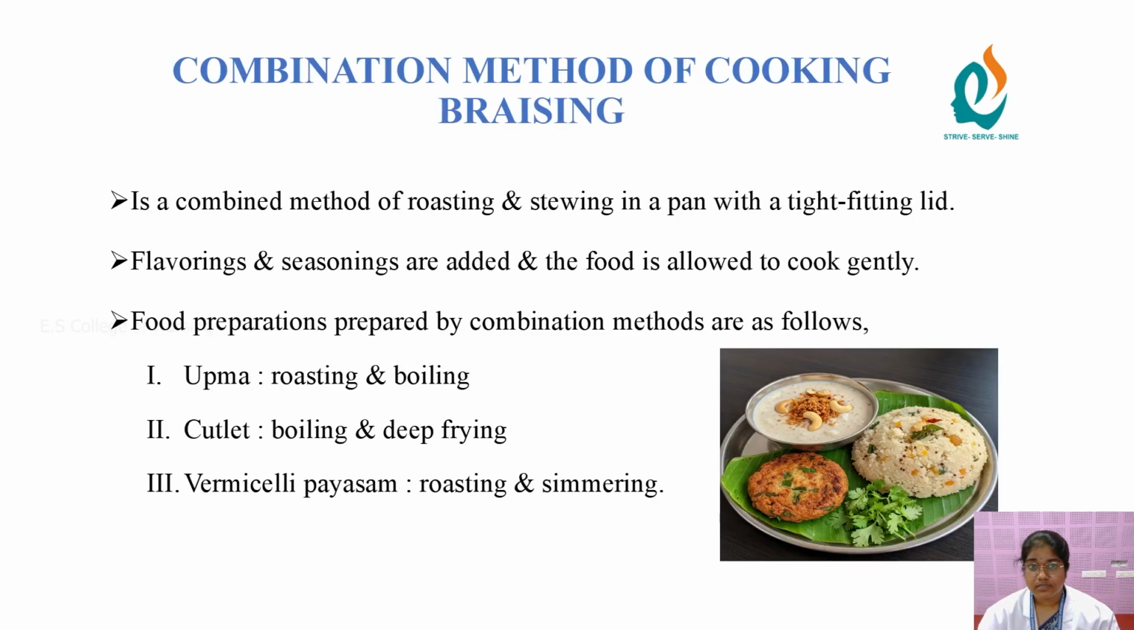And the last one is combination methods of cooking, that is braising. It uses both the moist heat method and dry heat method. So it is a combined method of roasting and stewing in a pan with a tight fitting lid. Flavorings and seasonings are added. The food is allowed to cook gently. Foods prepared by combination methods are as follows: upma, which is roasted and boiled; cutlet, boiling and deep frying; and vermicelli payasam, which is roasted and then simmered.